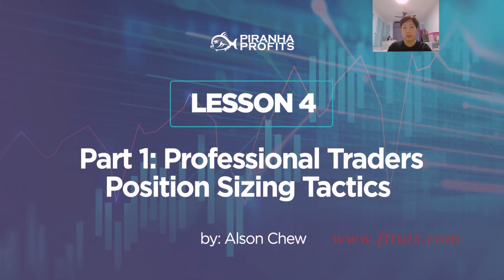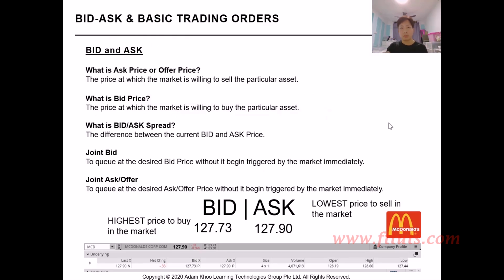Let's first understand some of the basic concepts in trading orders, and this thing called bid and ask. So what is an ask price or an offer price? It's basically the price that the market is willing to sell the particular asset. In this example, I'm just going to go through McDonald's. On all platforms, you're going to see a bid and the ask, the buy side and the sell side. For example, for McDonald's here in thinkorswim, in your main window, you can see that there is this bid and ask.